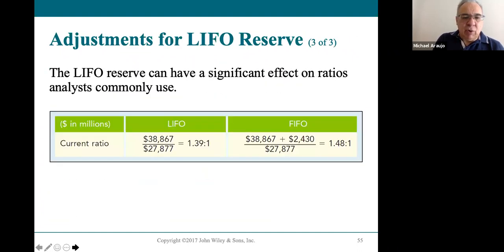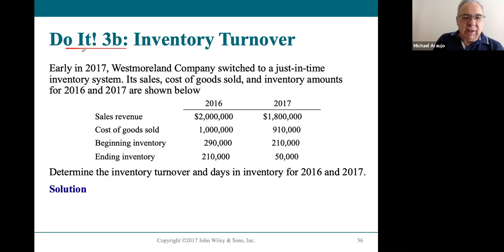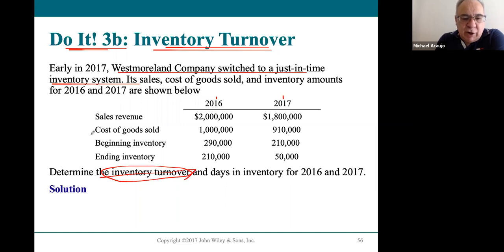Okay, so we're going to go right to the do-it exercise here to look at inventory turnover for this particular company, Westmoreland. They just switched over to a just-in-time inventory system, and its information is given below for 2016 and for 2017. They want you to do the inventory turnover ratio. So again, inventory turnover is the cost of goods sold divided by the average inventory, which means you'd have to add these two and divide by 2 to get the average. That's all it is. So you do that for 2016, you do that for 2017.